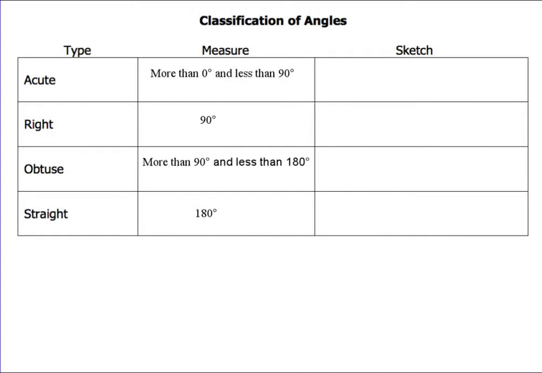There are four types of names that are associated with classifying angles. The first one is acute. An acute angle is more than 0 degrees and less than 90 degrees. Here's a picture of an acute angle.